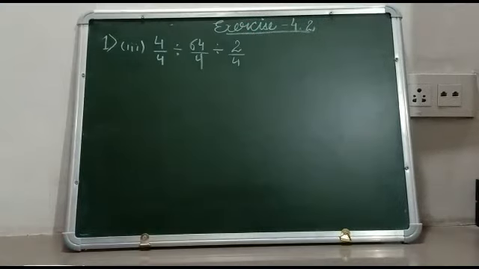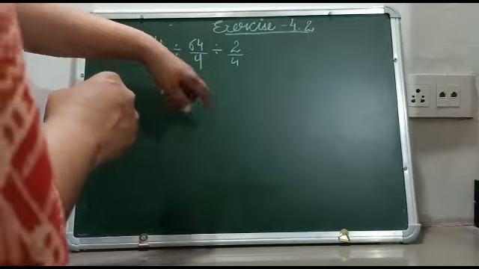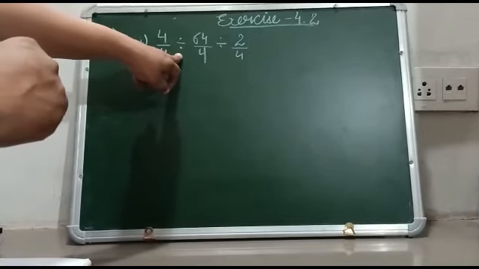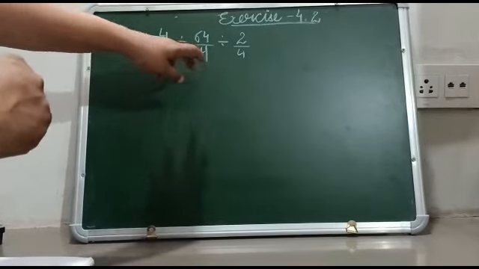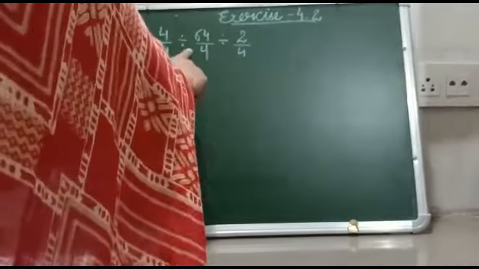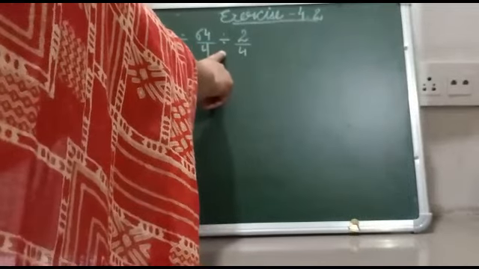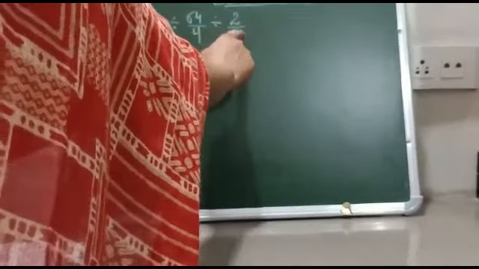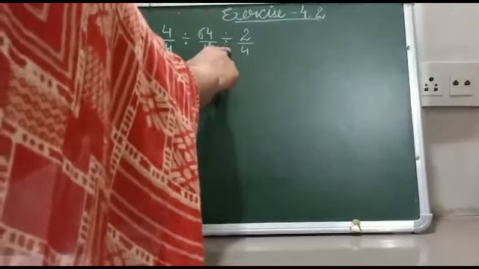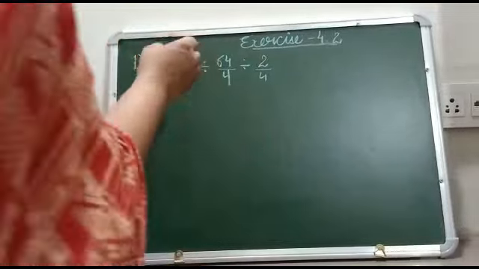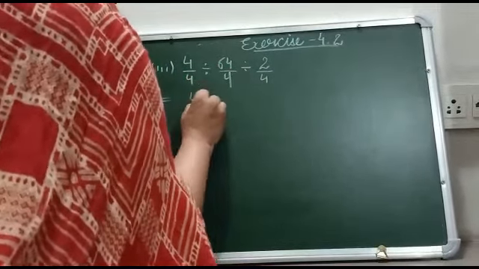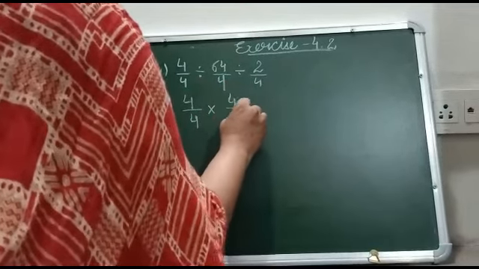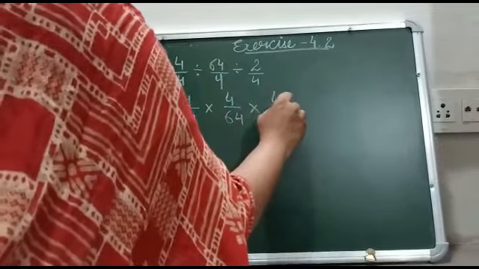So now in the previous exercise we had discussed that whenever we are having the sign of division, we take the reciprocal of the fraction on this side. Now in this question we are having the two signs of division. So that means we will take the reciprocal of this fraction as well as this fraction, and both the division signs will get changed into multiplication. So this will become 4 upon 4 multiply by 4 upon 64 multiply by 4 upon 2.